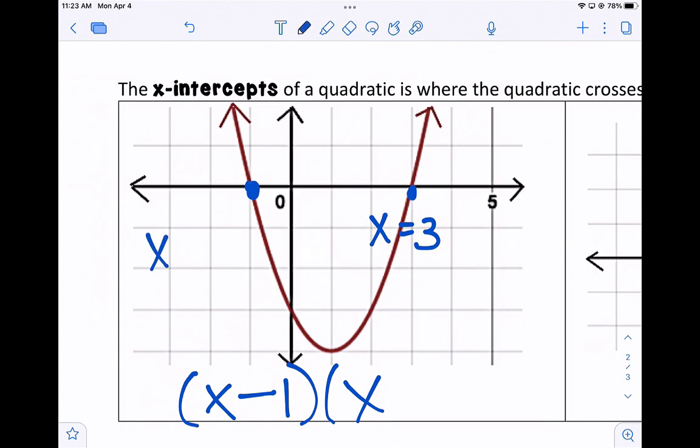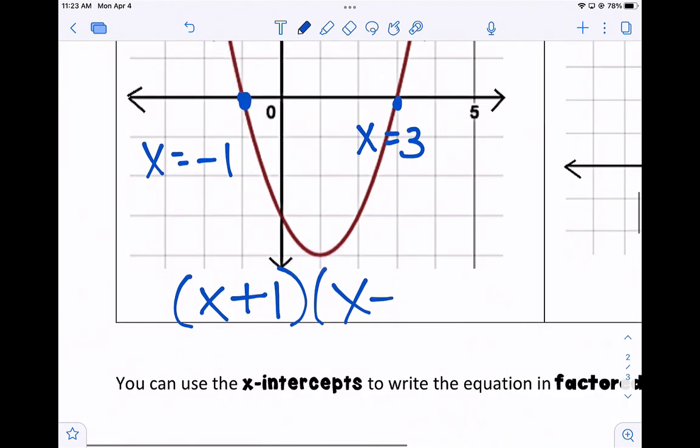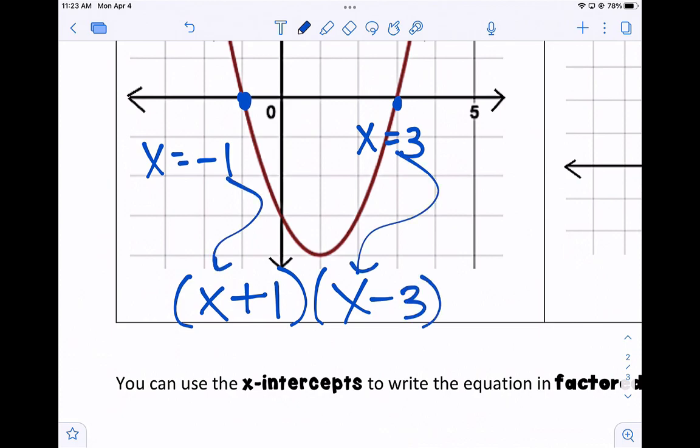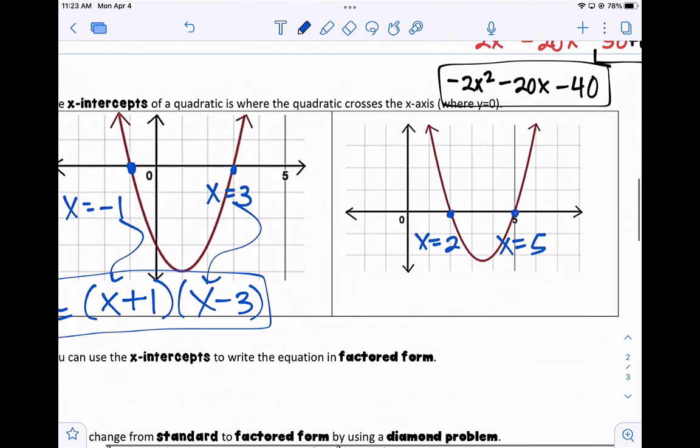This should be x equals negative 1, so this should be plus 1. And then if x is 3, this will be minus 3, because if you plug in a 3, we get a 0. If you plug in a negative 1, you get a 0. So the equation in intercept form is just the opposite of the x-intercepts. For this one right here, the equation would be (x minus 2) and (x minus 5).